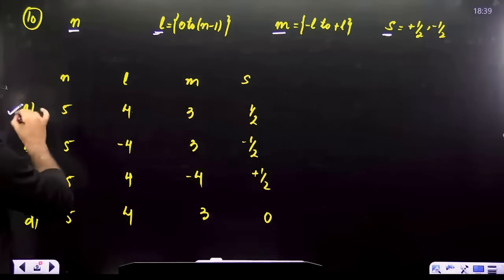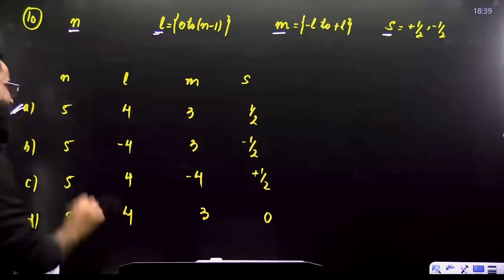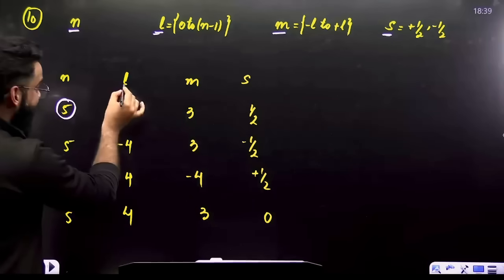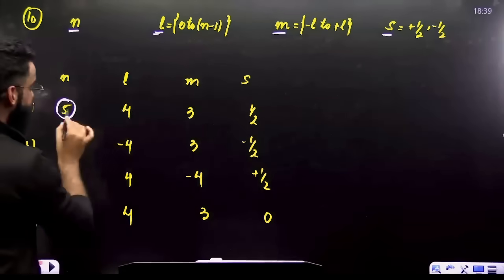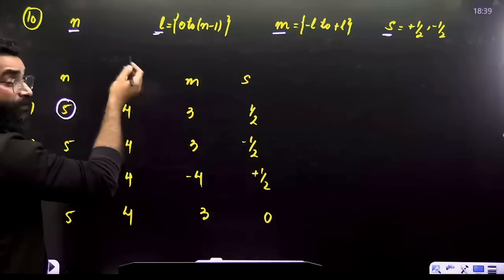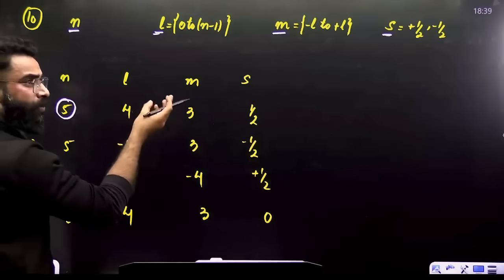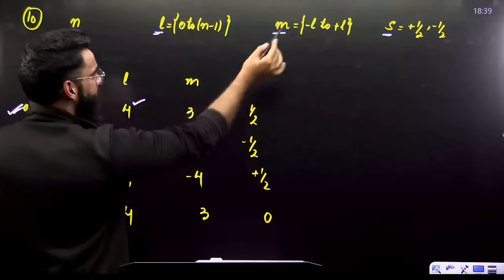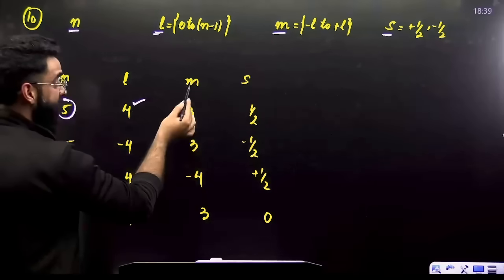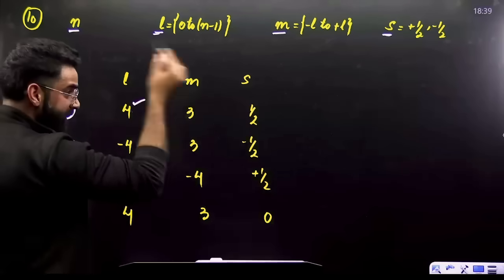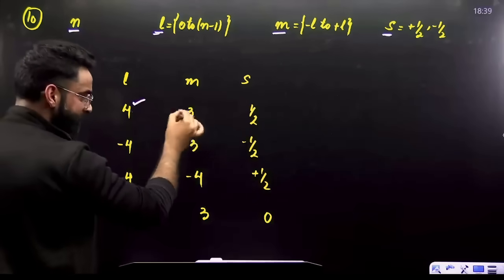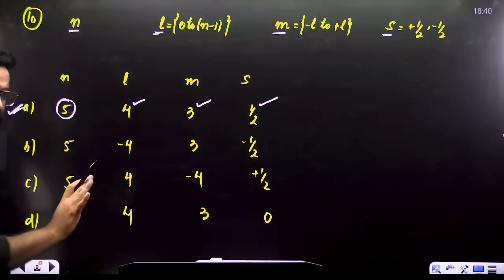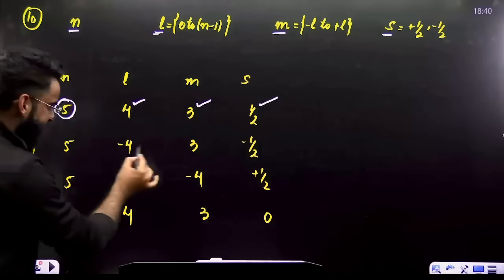Now, look at the first one. Let's check whether it's correct or not. n value is 5, so the electron is present in the fifth shell. l is from 0 to n minus 1, so 0 to 5 minus 1, that means 0 to 4. So it can be 0, 1, 2, 3 or 4. 4 is mentioned, correct. m is from minus l to plus l, so minus 4 to plus 4. 3 comes in between, so it's correct. s can have two values, plus 1 by 2, minus 1 by 2. This is correct.